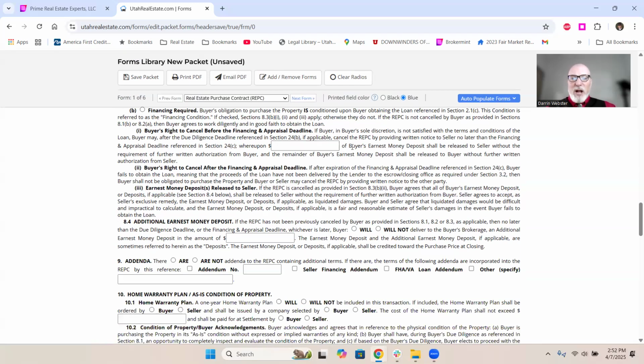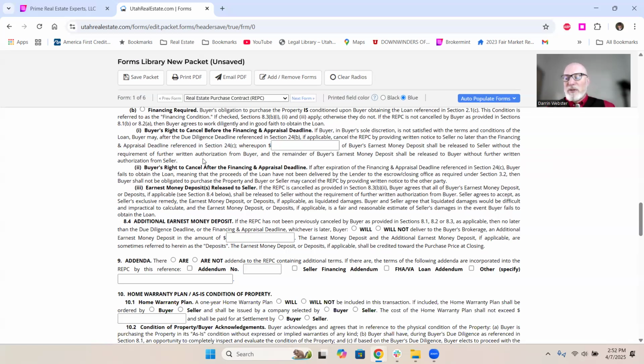But if in buyer's sole discretion is not satisfied with the terms and condition of the loan, buyer may, after the due diligence deadline referenced, cancel the REPC by providing written notice to the seller no later than the financing and appraisal deadline, whereupon the buyer's earnest money deposit shall be released to the seller without the requirement of further written authorization. Now, this can be a pretty sticky spot.